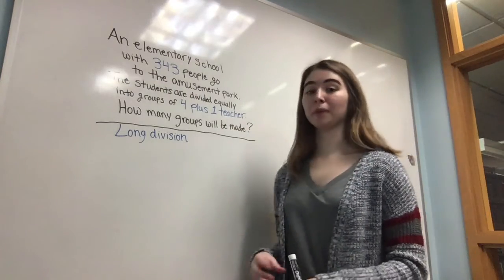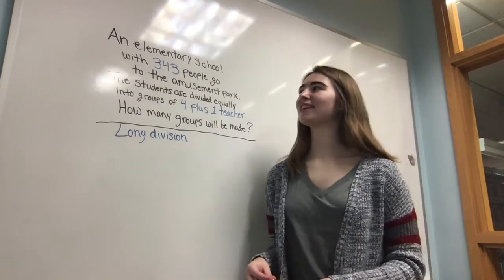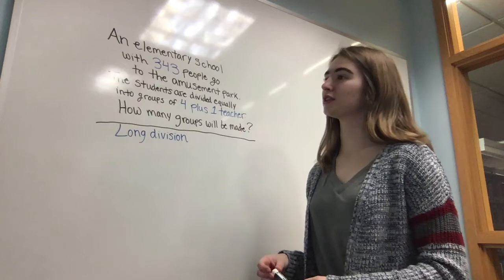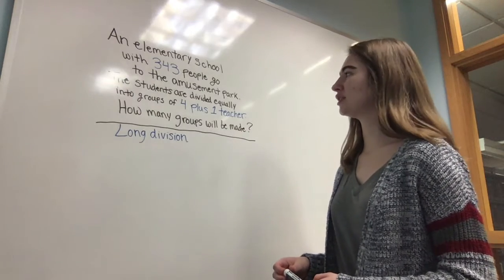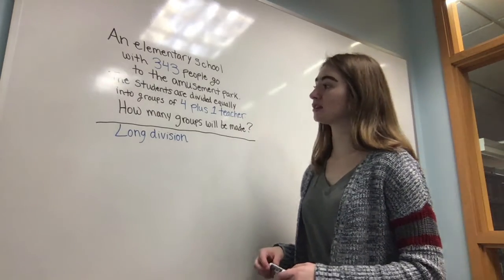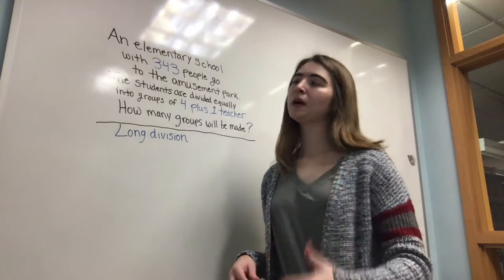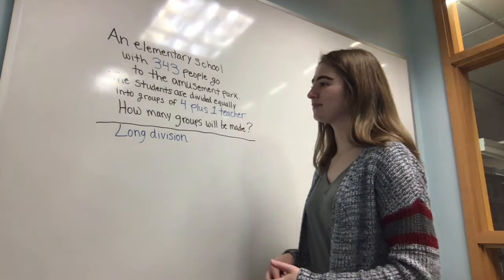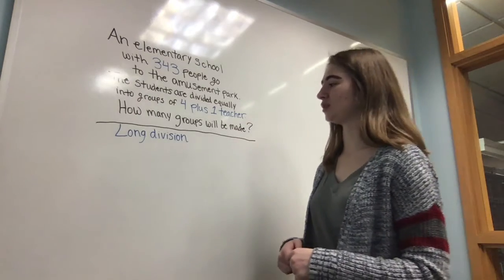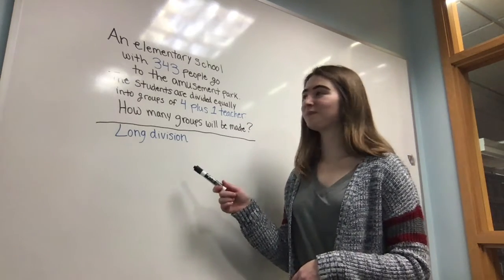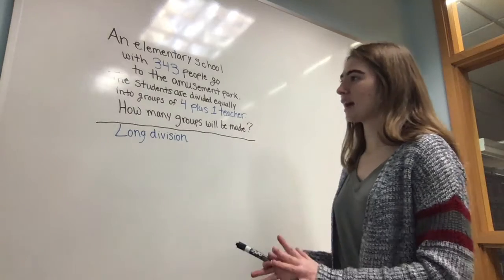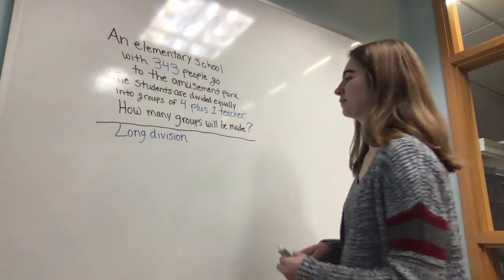I have a word problem up on the board, and it reads, an elementary school with 343 people go to the amusement park. The students are divided equally into groups of 4 plus 1 teacher. How many groups will be made? To solve this, I'm going to use the long division algorithm, and we can break this down into an equation.